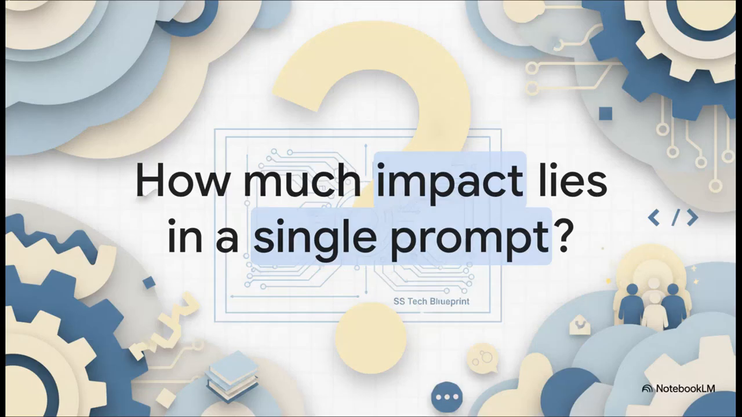Which kind of leaves us with a huge, final, provocative thought. When we look at a finished, highly polished piece of content today, we really have to ask ourselves, how much of that final creation's impact, its pacing, its style, its curriculum, its audience retention, is already fully determined by the sheer precision of a single text prompt before production even begins? As the SS Tech Blueprint shows us, the art isn't just in the final product anymore. The true art, and honestly the real power, might literally just lie in the architecture of the prompt itself.